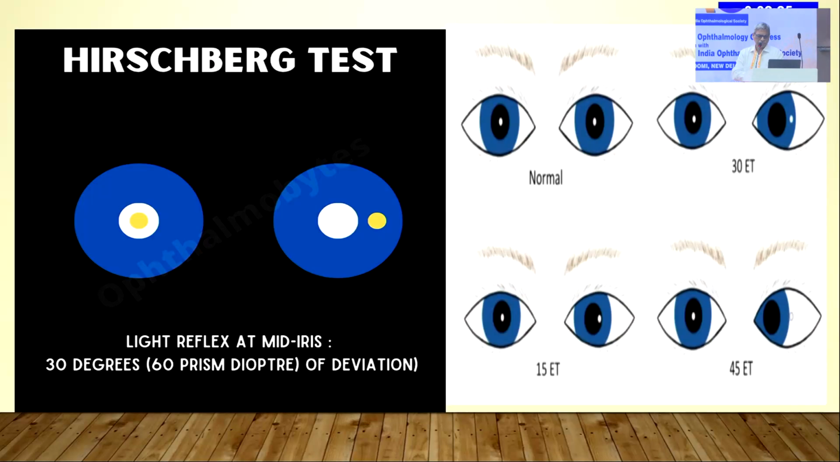Hirschberg test, everyone knows that. See now, if the light is falling on the pupil margin, you are normally at 15 degrees, then 25, then 30. But here, one tricky question will be asked in exams. They will ask what is the diameter of the pupil. Suppose you tell the diameter of the pupil is 3 millimeters. Now the light is reflected falling at the pupillary margin.